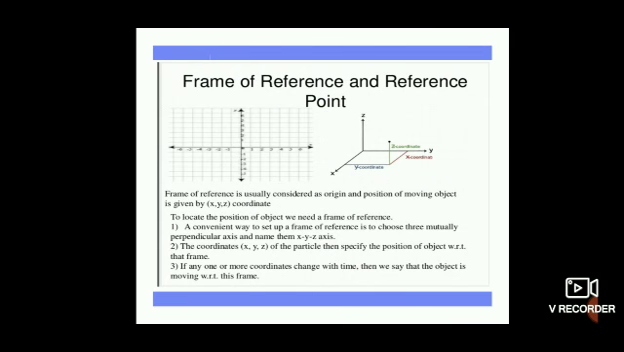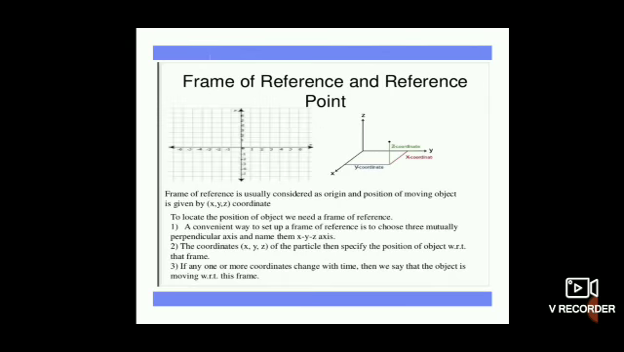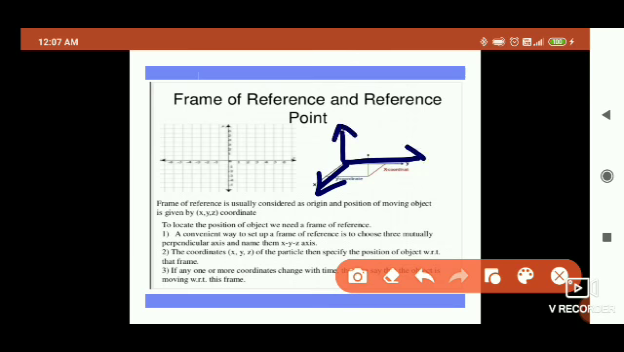So to locate the position of an object, we need a frame of reference. To give a specified position of the object, we need a frame of reference. A very convenient way to set up a frame of reference is to choose three perpendicular axes. Rather than choosing two dimensions, we can choose a three-dimensional axis because it can give all directions in three axes: X, Y and Z.